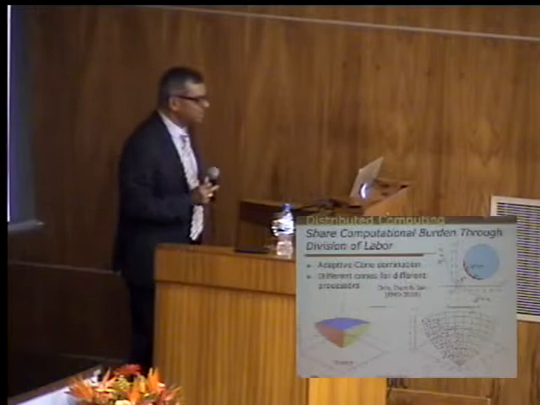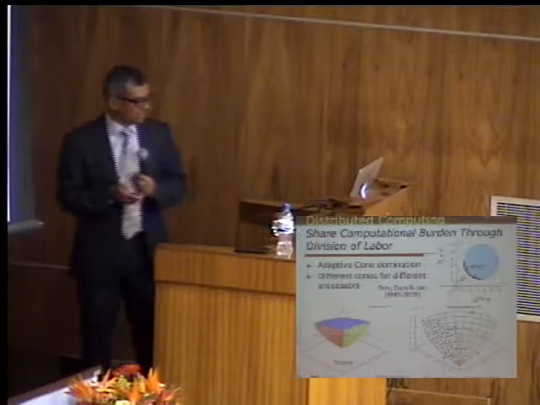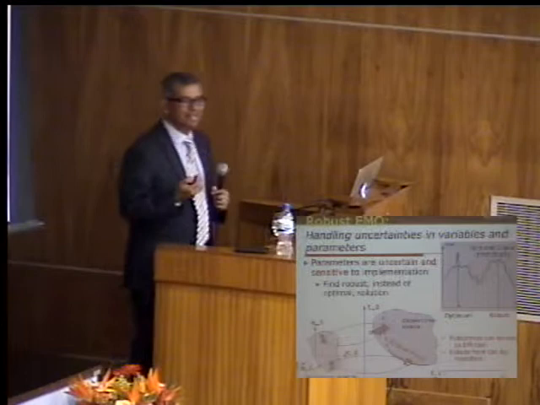So these are some ideas I'm showing you, which have a lot of research potential. If any of you are interested, you can follow it up. Another thing that comes up in practice is robustness, which means there are uncertainties in your decision variable. So here is an example on the right side.